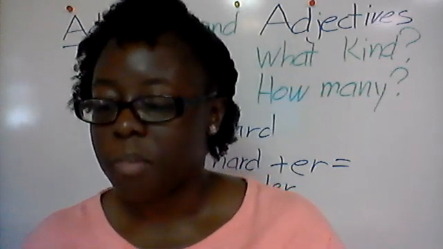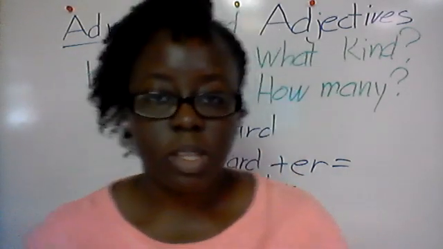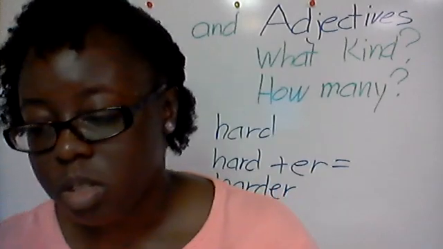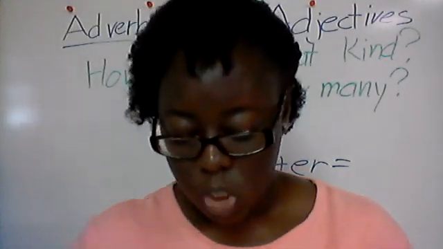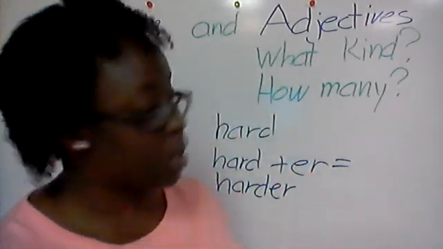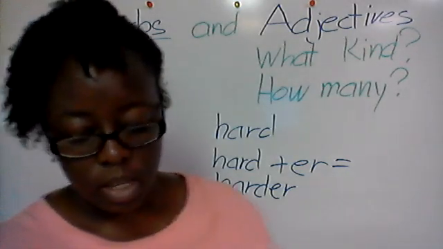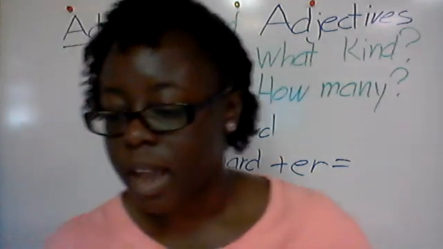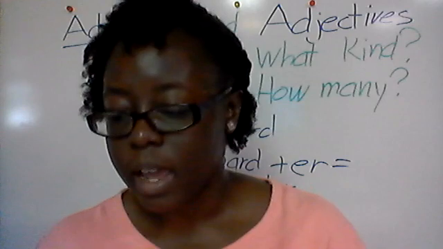We attached blank tails and tied blank bows on our kites. Both of those blanks are adjectives, answering the questions what kind and how many. For the first blank, I chose black, answering the question what kind. And the second blank, I chose 3, answering the question how many. So the sentence now reads, we attached black tails and tied 3 bows on our kites.